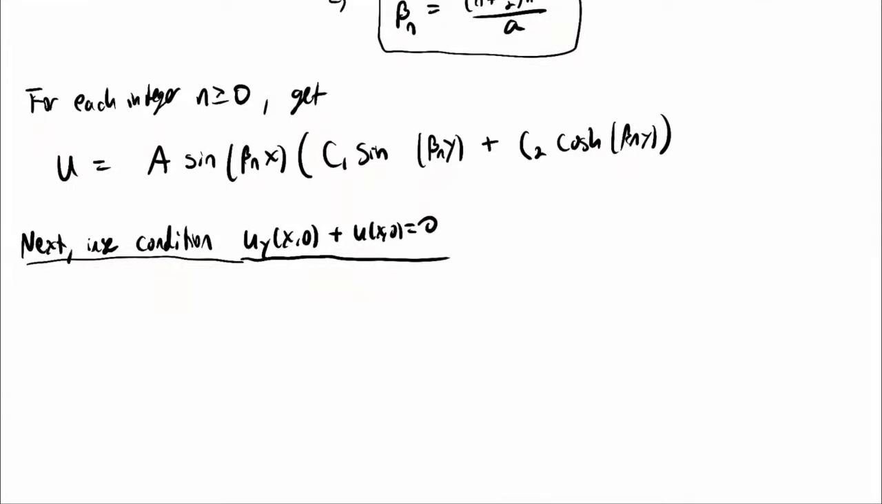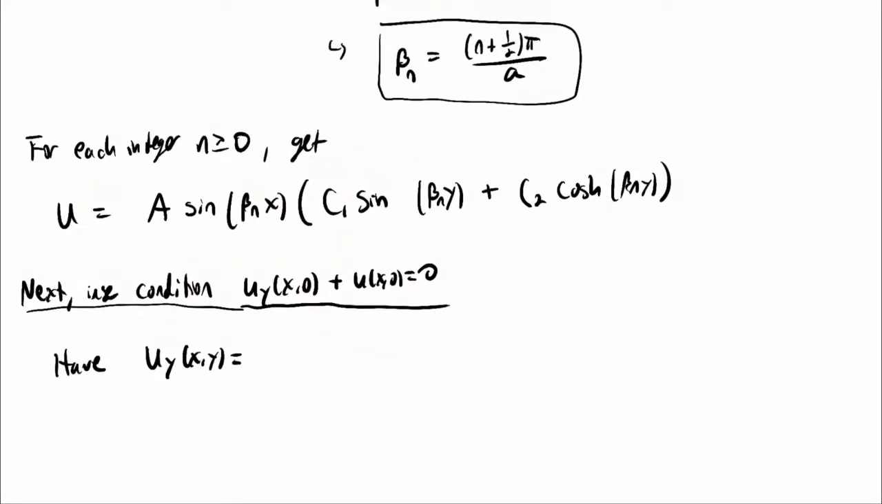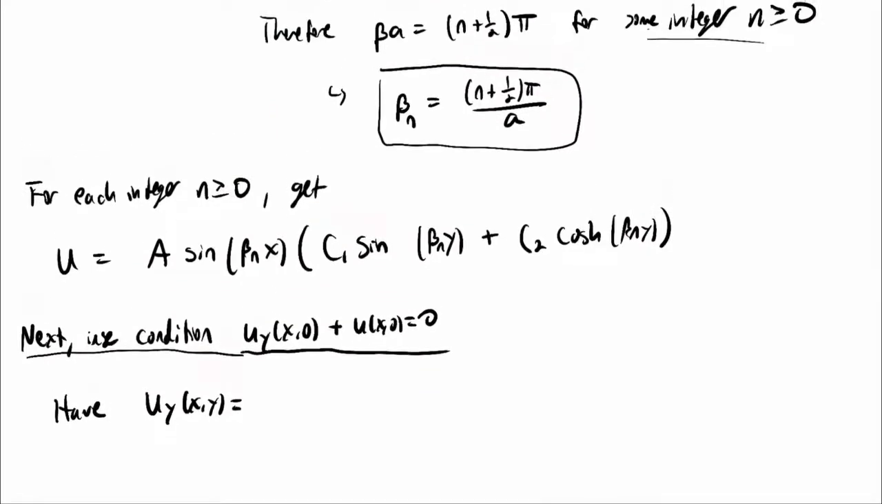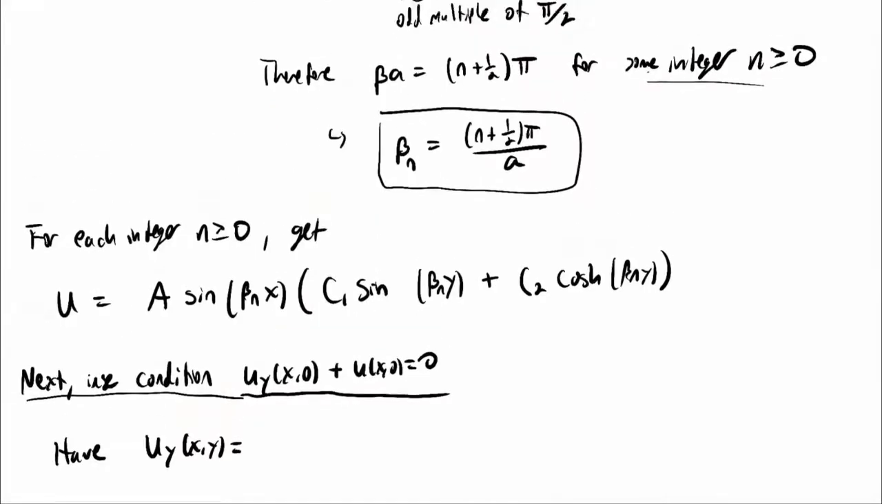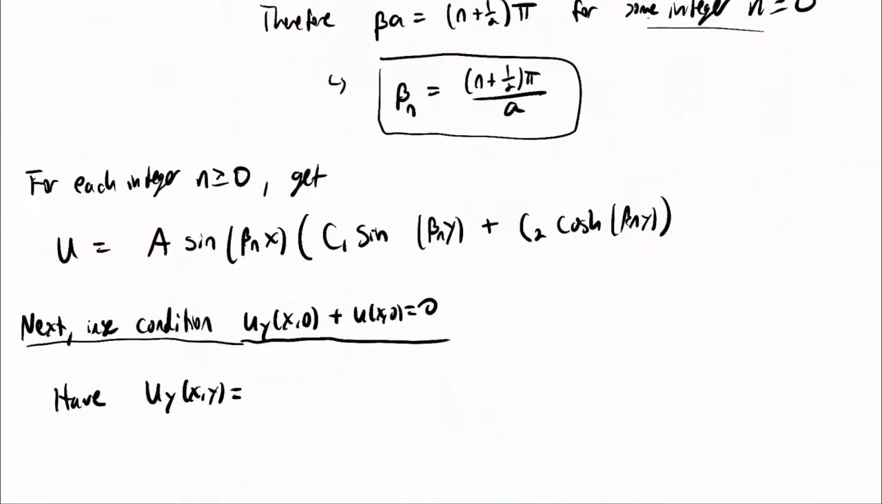So I have u_y(x,y). Remember, you need to calculate it as a function of y and then plug in y equals 0. Otherwise, it's not going to match up. So let's take the derivative of our candidate for a solution, which is right here, with respect to y.